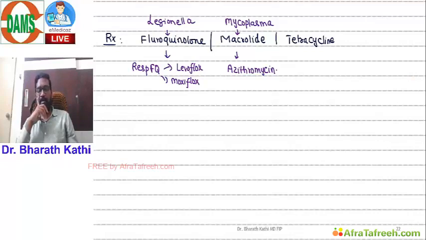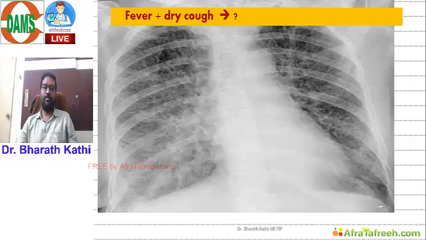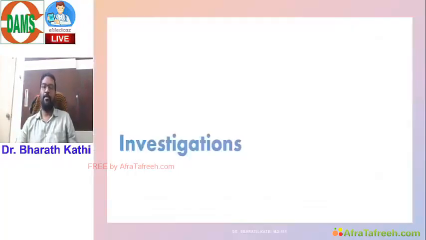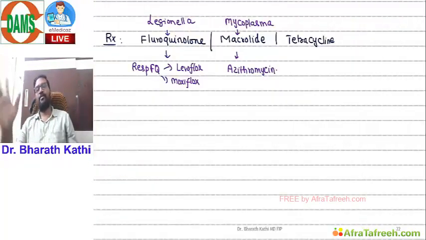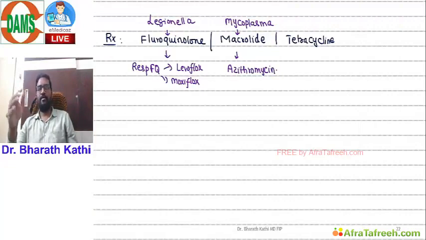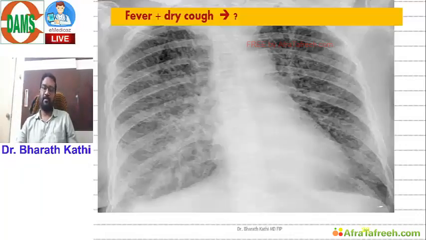So for all practical purposes, whenever there is a patient with community acquired pneumonia, you should go for CURB 65. So C for confusion, U for uremia, R for respiratory rate, B for blood pressure, and 65, age more than 65. So before that, let us see a chest X-ray.